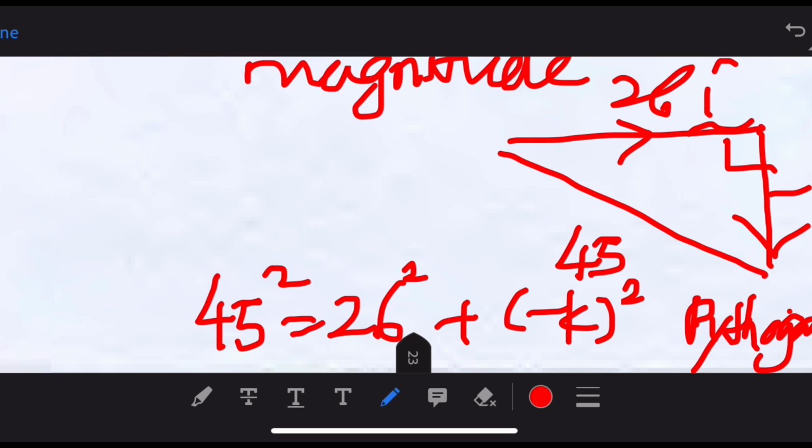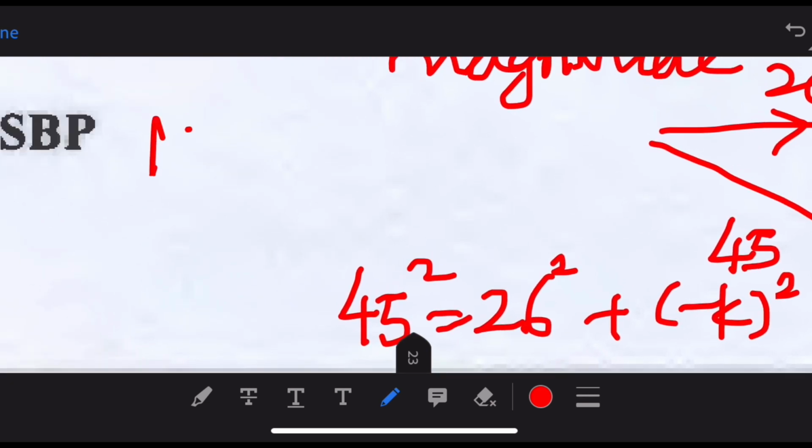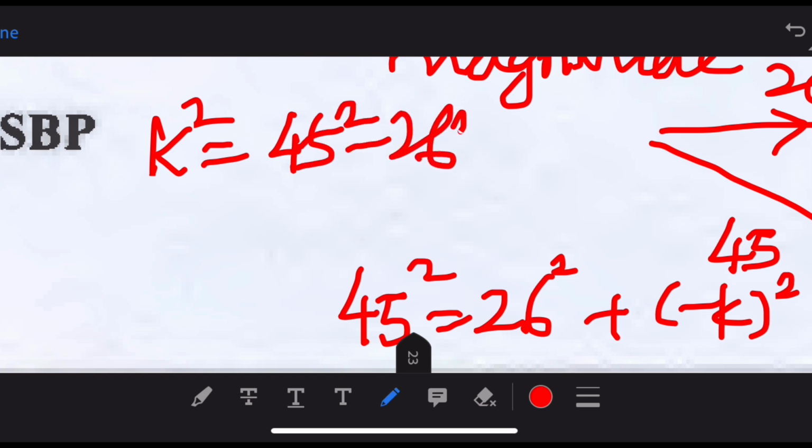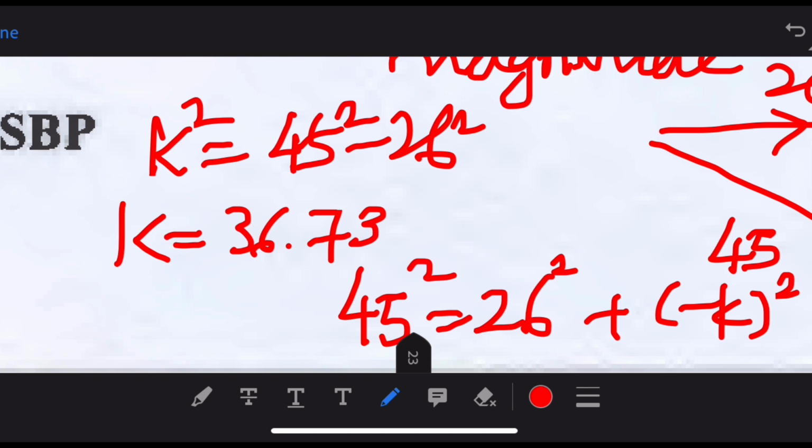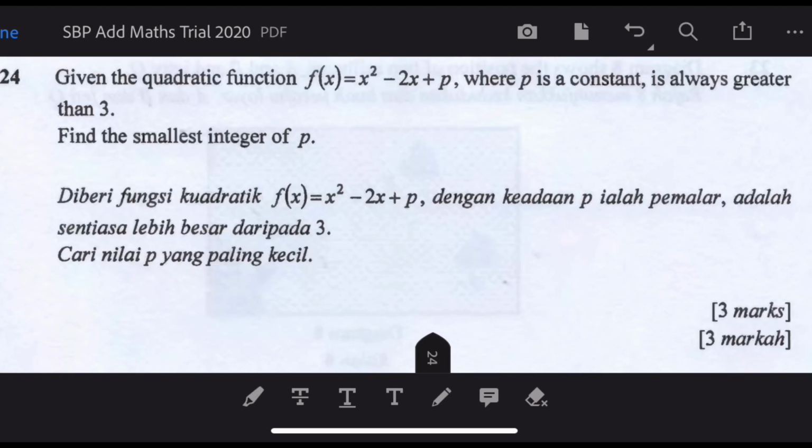The next question I would like to discuss is, this one I haven't completed yet, so let me finish it first. k squared equals 45 squared minus 26 squared, and wait for me to press the calculator first. The answer I got is 36.73. Okay, so the next question is the quadratic function.